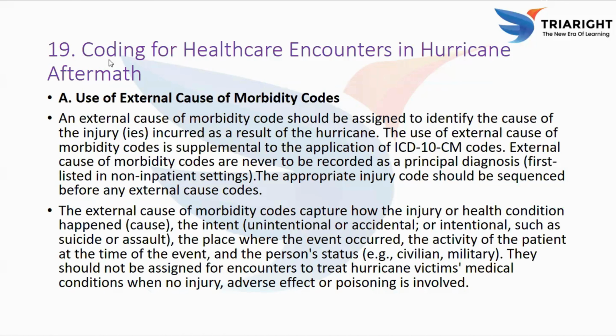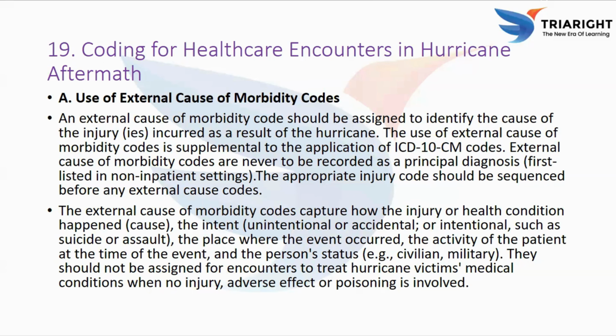You always code with the clear diagnosis and with the clear confirmation from the provider. And next, coding for healthcare encounters in hurricane aftermath. So what is the use of external cause of morbidity codes? Whenever someone is injured because of a hurricane, we must use external cause of morbidity codes to show how the injury happened. These codes are extra codes which are used in addition to the regular ICD-10 diagnosis codes.